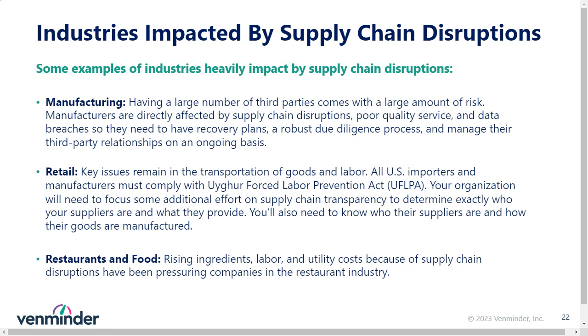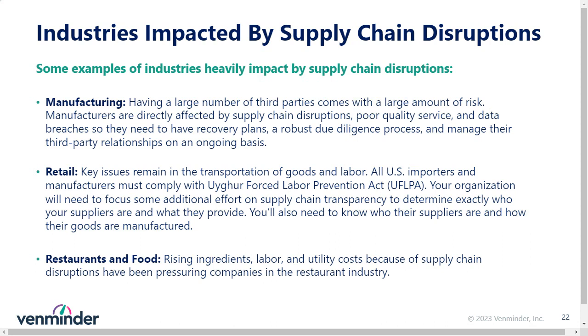So inherently, you have more third parties, you have more risk. Manufacturers are directly affected by supply chain disruptions, poor quality service, and data breaches. So they need to have recovery plans and a robust due diligence process and manage their third-party relationships on an ongoing basis. So with retail, the key issues remain in transportation of goods and labor. All U.S.